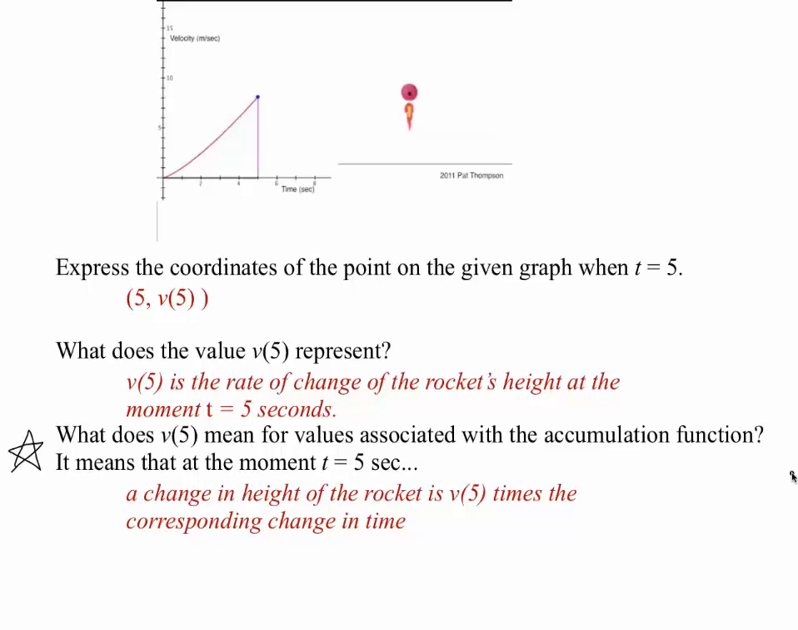Okay? A change in height of the rocket is v of 5 times the corresponding change in time, or dh equals v of 5 dt. dh equals m dt, and m is our momentary rate of change at t equals 5. Okay. How many people got it before we went over it? Not enough. How many people are going to get it the next time? Okay, huge, important. That's what a rate of change is. A rate of change tells you that the change in your dependent quantity is that rate times whatever change in your independent quantity.